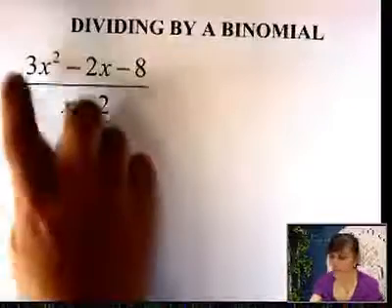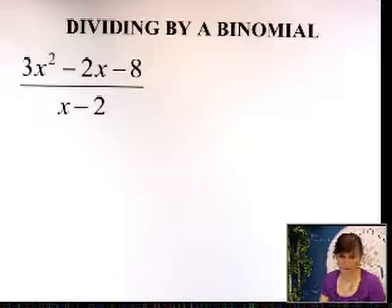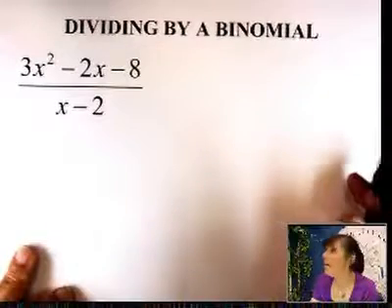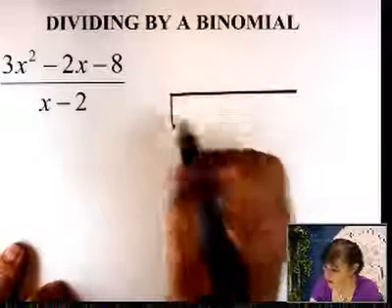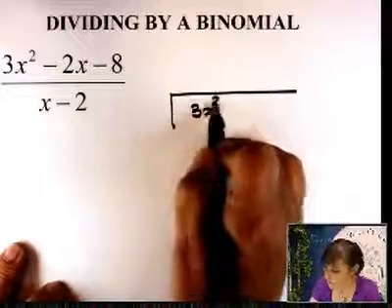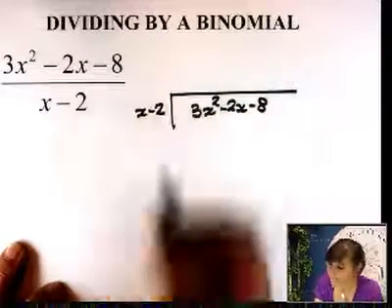Okay, now I have a leading coefficient, not 1. So let's see how that works out. Okay, let's do that. I have 3x squared minus 2x minus 8 divided by x minus 2.